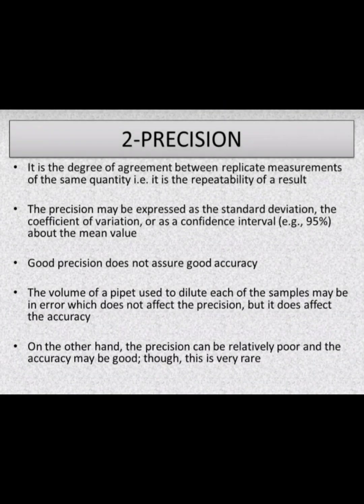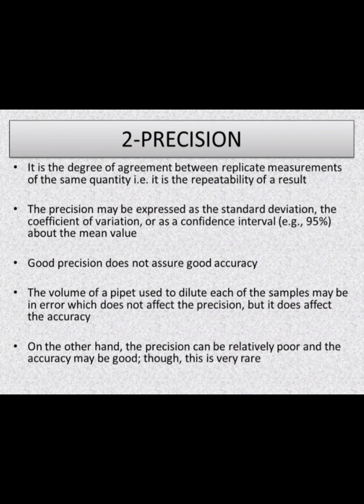Next is precision. It is a degree of agreement between replicate measurements of the same quantity, that is, it is the repeatability of a result. The precision may be expressed as a standard deviation, the coefficient of variation, or as a confidence interval about the mean value. A good precision does not assure good accuracy. That is, accuracy and precision are completely different things.